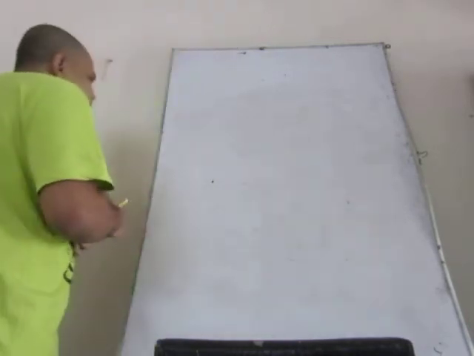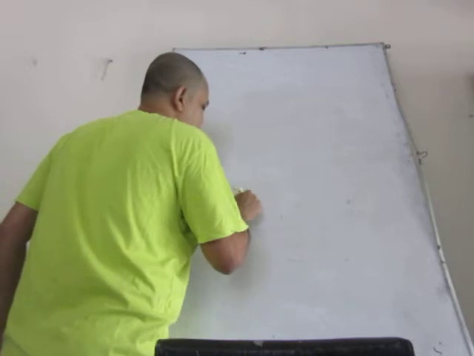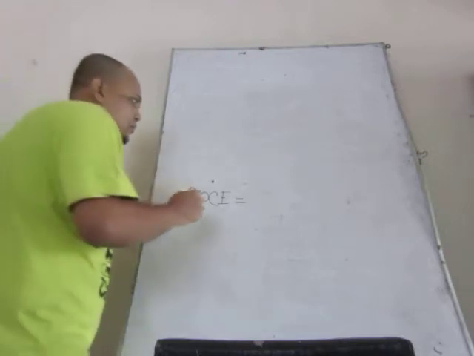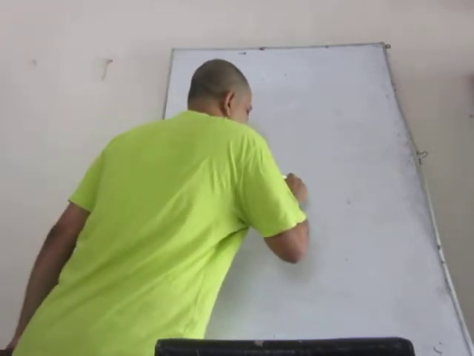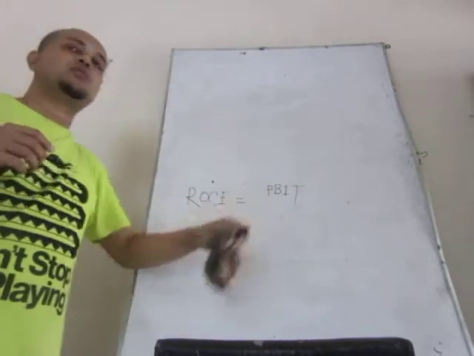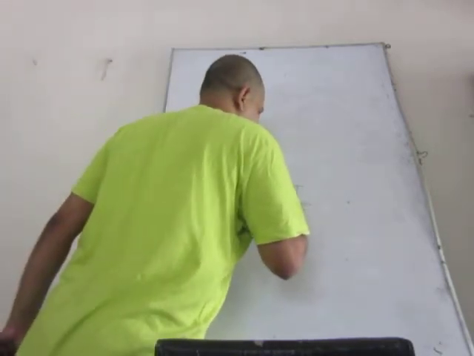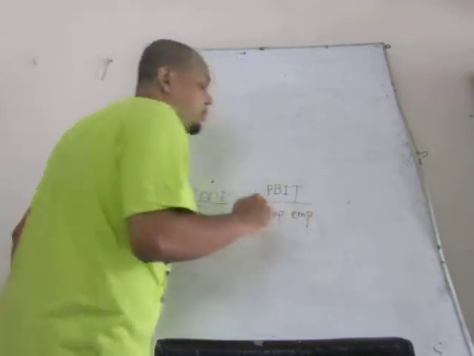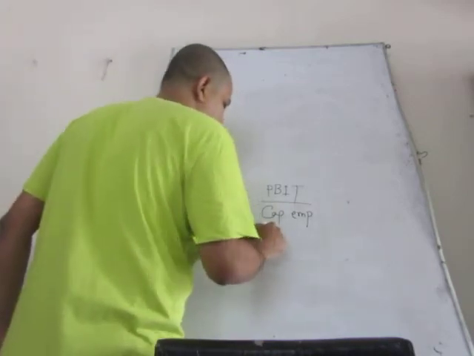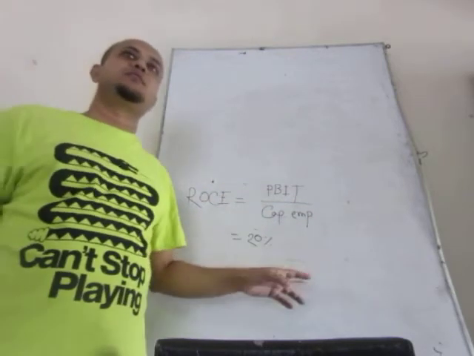Another thing is ROC, return on capital employed. Profit before interest and tax, you can say this is net profit, or this is also called operating profit, divided by capital employed. Suppose this is 20%. What does it do? Your ROC, return on capital employed, is 20%.